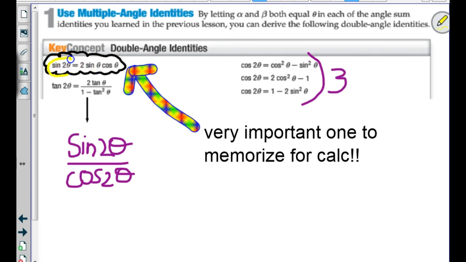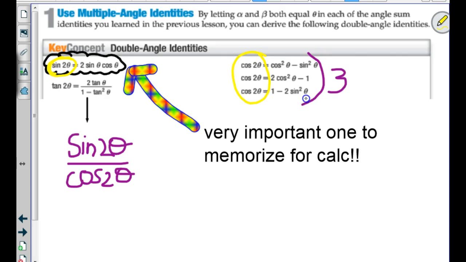Okay, that was for sine of 2 theta. Cosine of 2 theta, whoa, what's going on over here? We have 3 different versions. If you have a cosine of 2 theta, you could trade it for a cosine squared minus sine squared. You could trade it for a 2 cosine squared minus 1, or you could trade it for a 1 minus 2 sine squared. There are 3 different trades. Most of the time, there's going to be one that makes more sense than the others, but that's what you have. 3 possibilities.